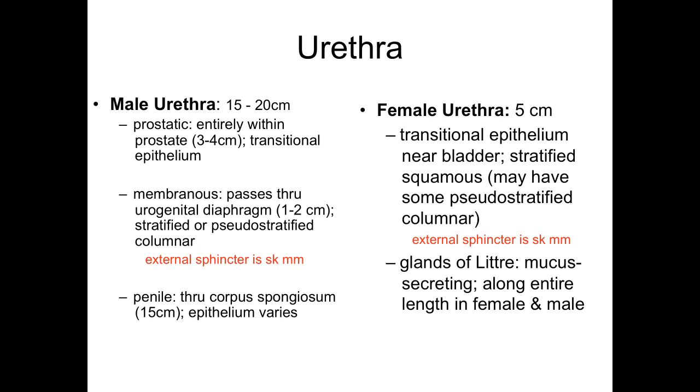The female urethra is much shorter, only about 5 centimeters. It consists of transitional epithelium near the bladder. There may be some stratified squamous epithelium. There may be pseudostratified columnar epithelium. But a characteristic of the female urethra especially is that the epithelium is highly variable. There is skeletal muscle in the external sphincter, and there are mucus glands of Littre that are along the entire length of both the male and female urethra, and sometimes you can see those in histologic section.